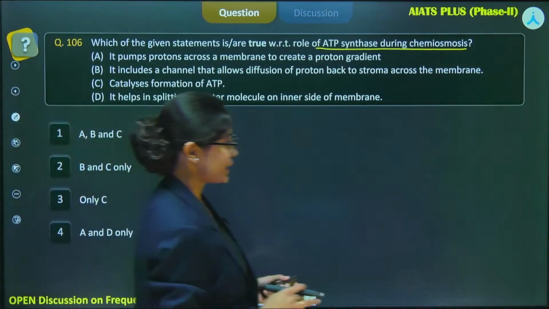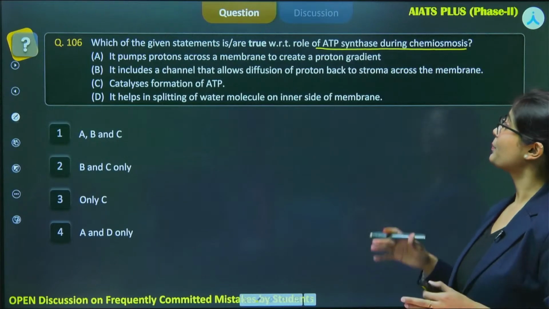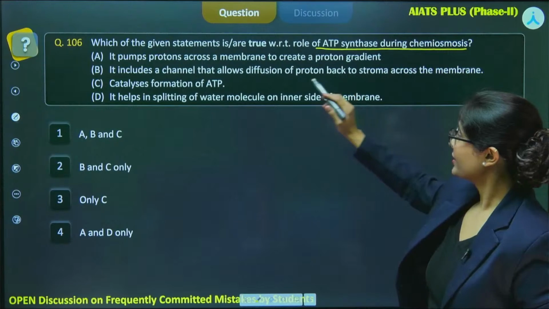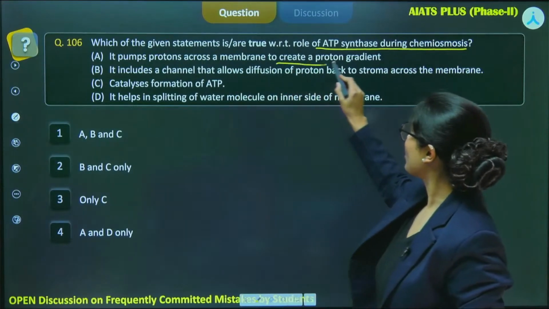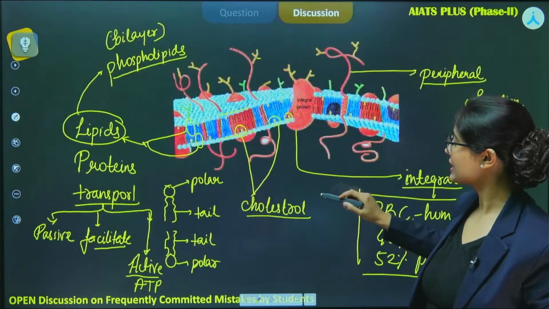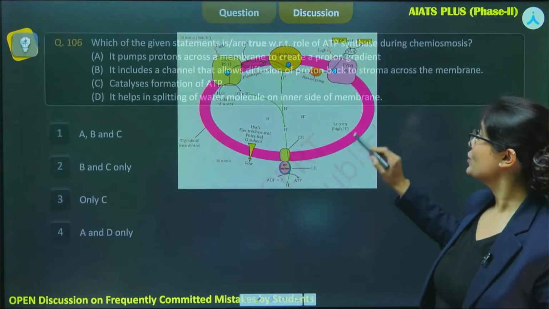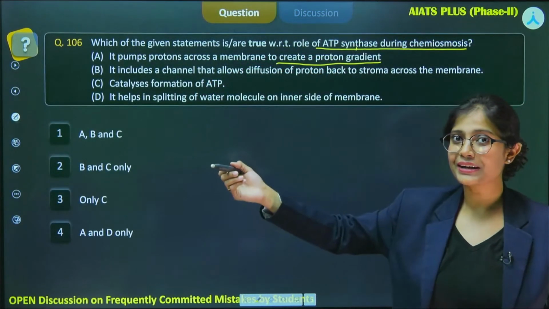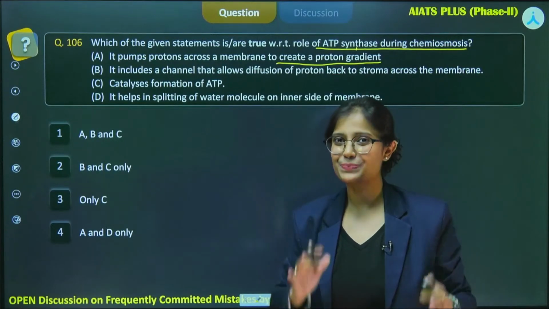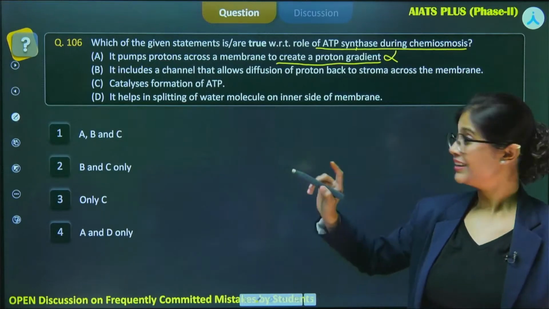The first statement says it pumps protons across a membrane to create a proton gradient. Here is the confusion that it creates a proton gradient. ATP synthase, that means we are basically talking about only this enzyme. So it is not creating the proton gradient, it is breaking the proton gradient to form the ATP, right? So this statement is incorrect.